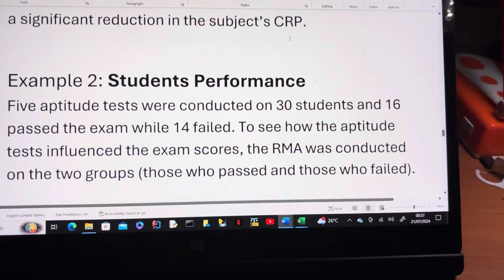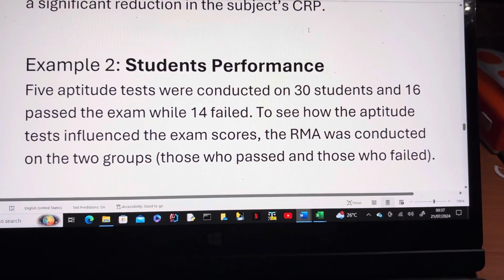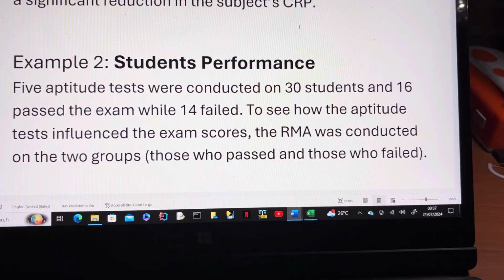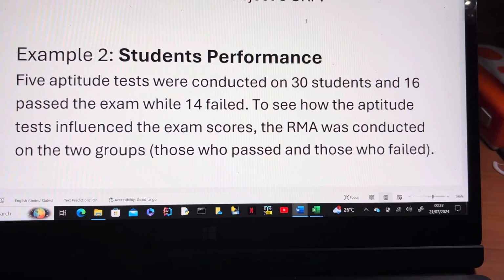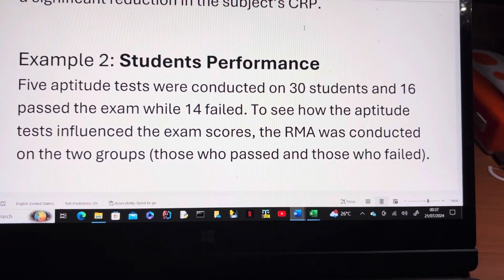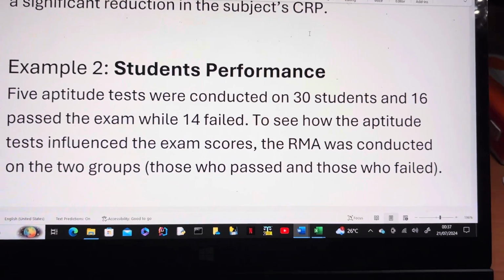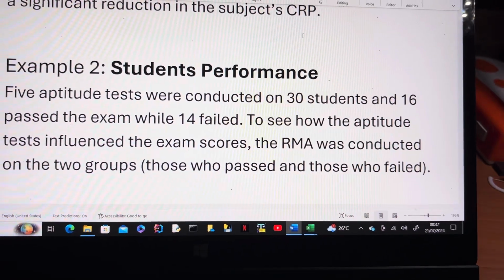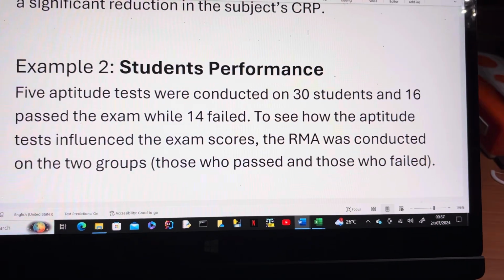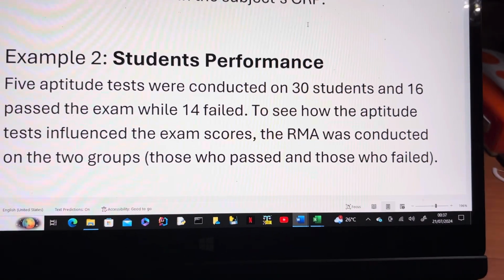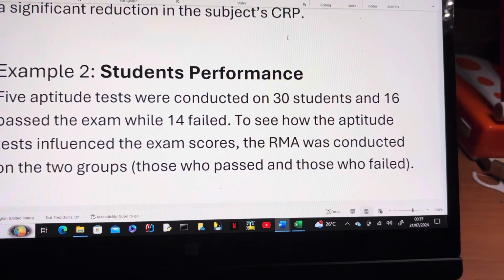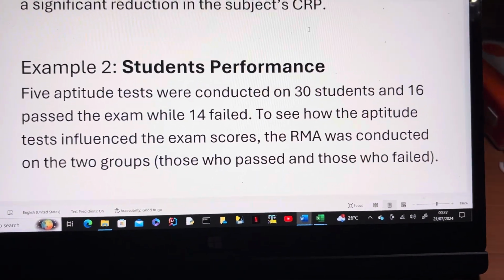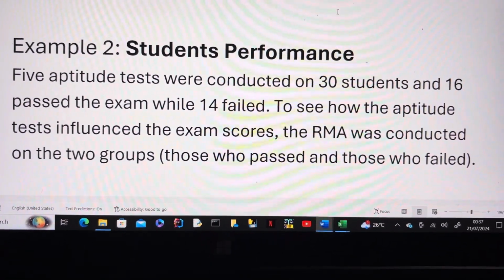Now let us look at example number 2. This is for student performance. 5 aptitude tests were conducted on 30 students, and 16 passed the exam while 14 failed. The aptitude test was actually done before the exam was taken. So the major exam was the one that we reported that 16 passed and 14 failed.